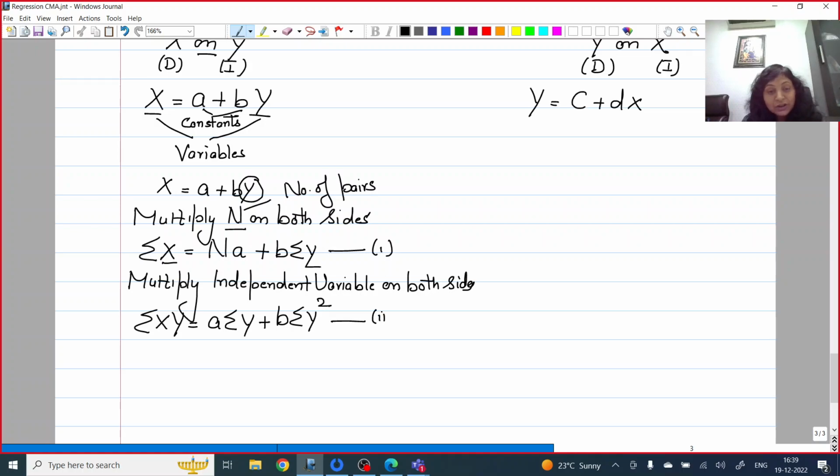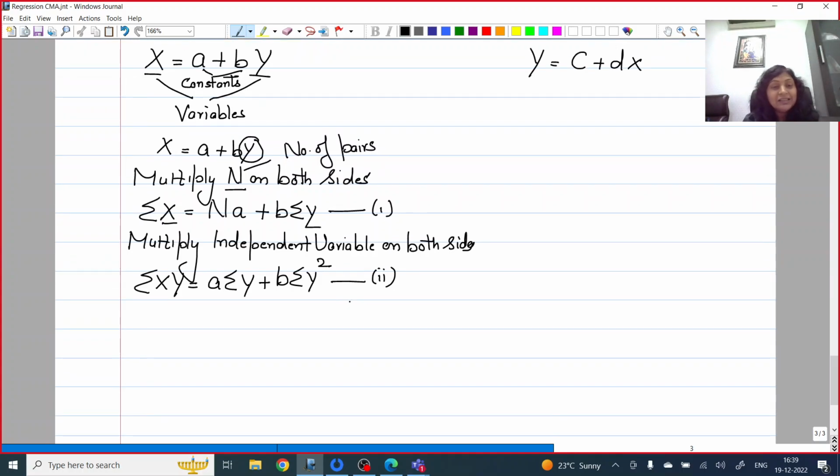But there is no logic behind how we have multiplied it. This is just a way to remember how these two equations are formulated. The first equation we formulated by multiplying n, and the second equation we formulated by multiplying the independent variable in the first equation. Now if we solve both these equations with the help of the elimination method, we can easily find out the value of a and b.